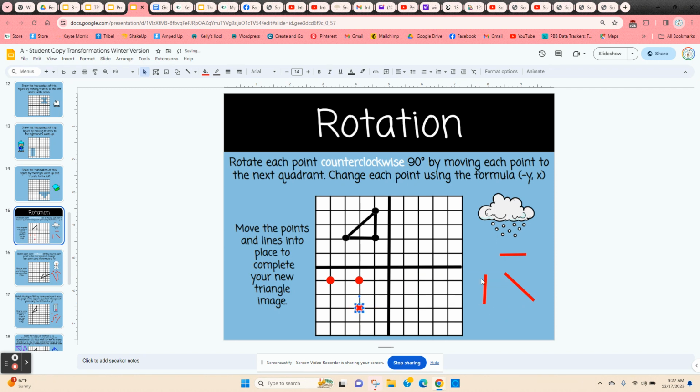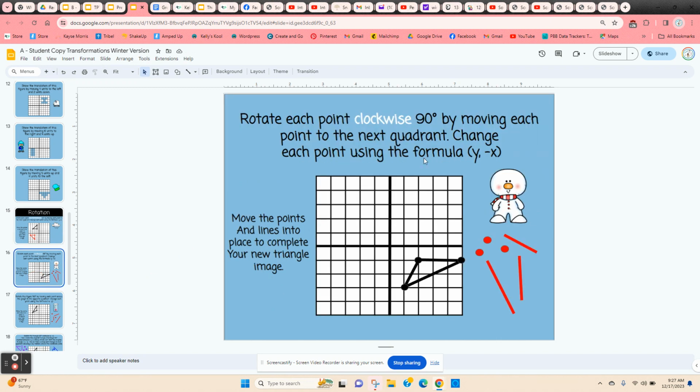And then they're just going to use these lines. They can click and hold, move them into place to complete their figure. So here they have rotated this triangle 90 degrees counterclockwise. The next slide, they're going to be moving clockwise 90 degrees. So this time it'll still be in the same quadrant, quadrant 3, because we're moving clockwise. Take all 3 points, and we have a new formula now for clockwise. So they're going to take each of their points and then change them with this formula.